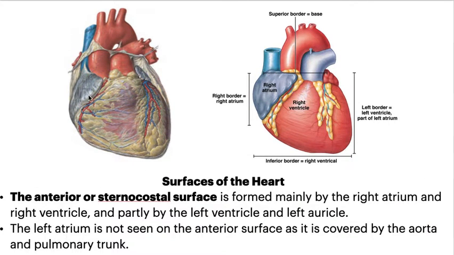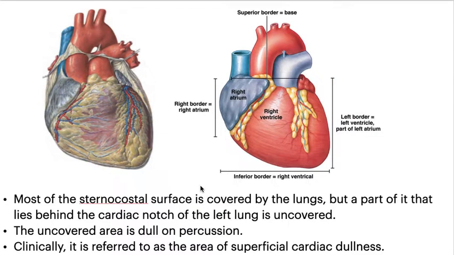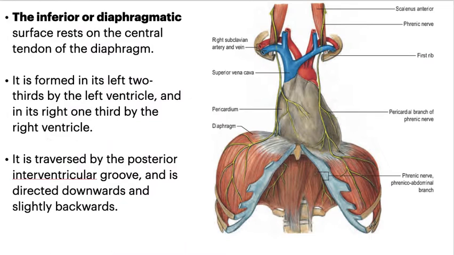Surfaces of the heart: the anterior or the sternocostal surface, formed mainly by the right atrium and right ventricle, partly by the left ventricle and the left auricle. The left atrium is not seen on the anterior surface as it is covered by the aorta and the pulmonary trunk. Most of the sternocostal surface is covered by the lungs, but a part of it that lies behind the cardiac notch of the left lung is uncovered. This is the area of superficial cardiac dullness on lung percussion.